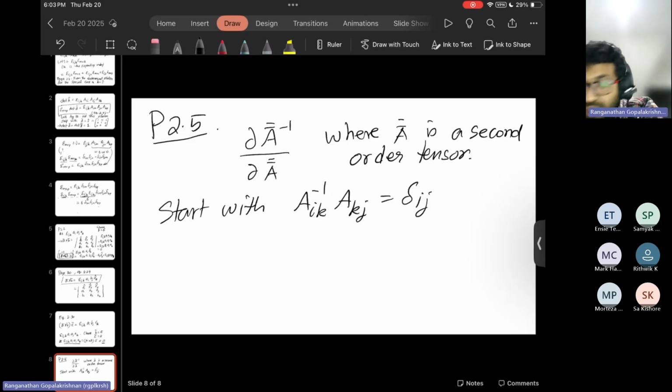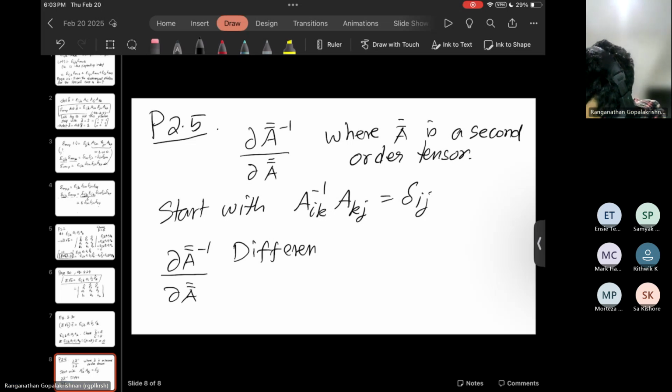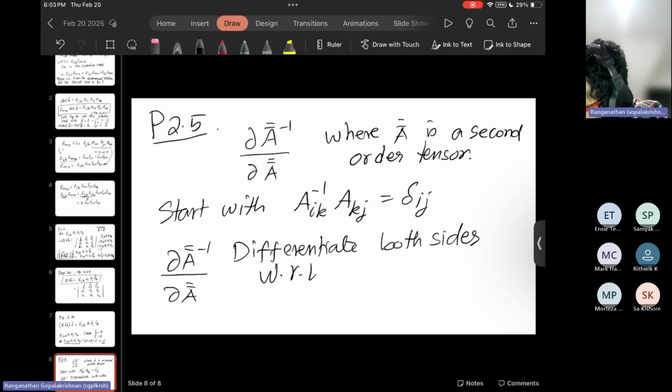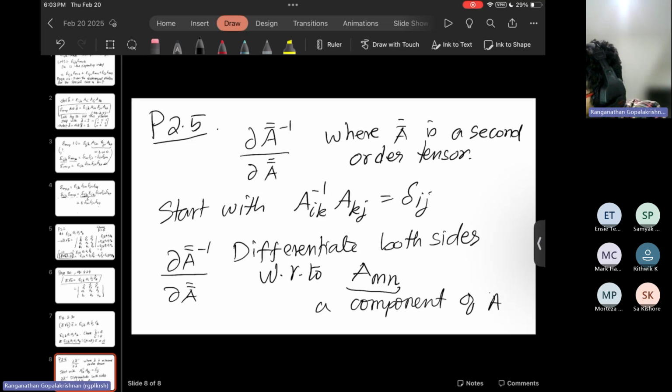All right. So here's a hint, and we need to get the derivative of A inverse with respect to A. So let's start with this quantity and differentiate both sides with respect to A_MN, a component of A, which is in general not I or K. That's why we are using M and N as independent indices of that component. So we want to differentiate both sides with respect to A_MN.